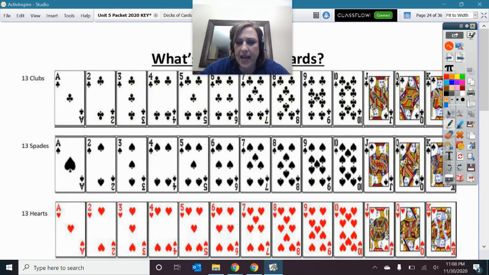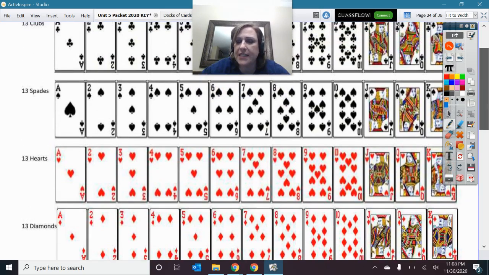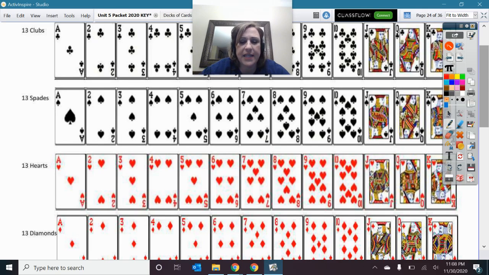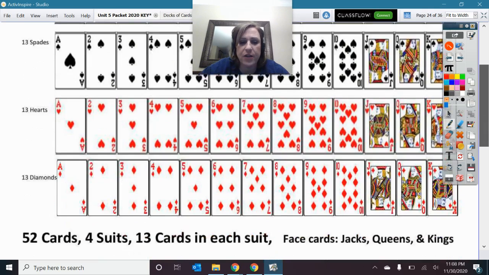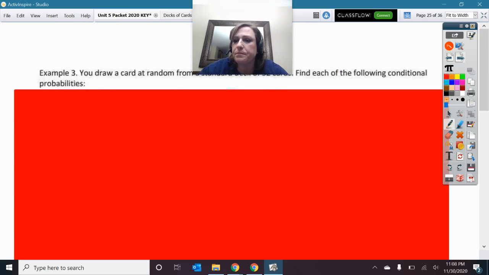But I think the next one has its cards in it. So if you needed to take a moment to study what all's in a deck of cards, here it is real quick. 52 cards, 4 different suits, 13 in each suit. So there are half red, half black. The face cards are the jacks, kings, queens. Okay, let's move on. Here we go.